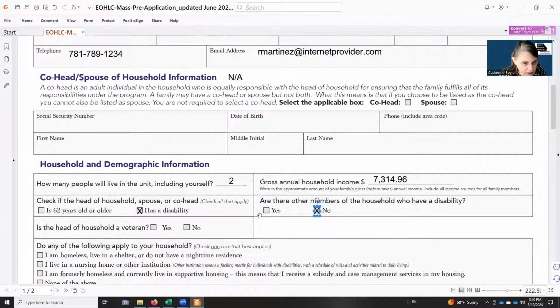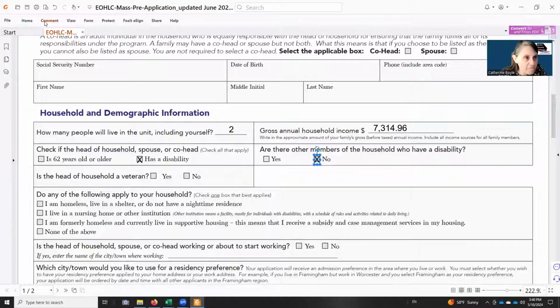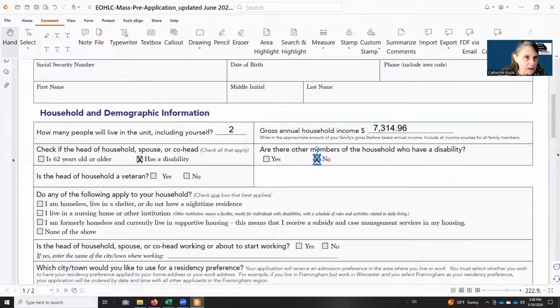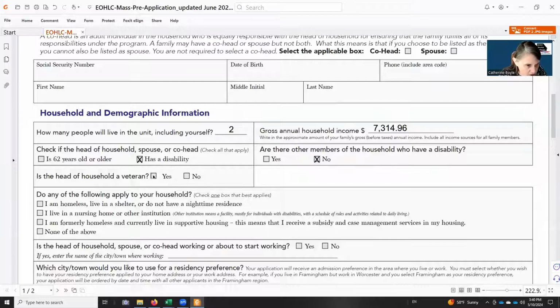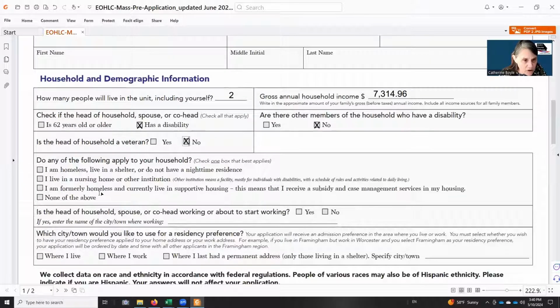All right. Is the head of the household a veteran? Well, again, Anita is a household of one and she is not a veteran. So even though Rafael is a veteran, the answer to this question is no. Anita is not homeless. She did not recently come out of an institution or a nursing home. She's not formerly homeless. So we are going to say none of the above. She is not working or about to start working. So we are going to say no.